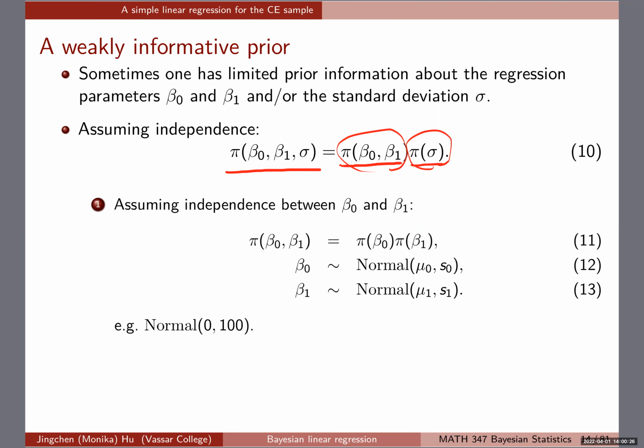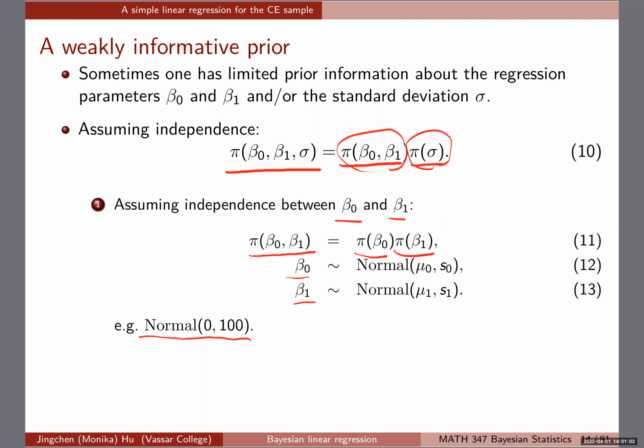Okay. If you further assume independence between beta 0 and beta 1, then I can further break the joint of beta 0 and beta 1 into the product of the prior for beta 0 times the prior for beta 1. And then specifically, we can give normal priors to beta 0 and beta 1. For example, if you're really not sure where beta 0 and beta 1 are, you can center the normal priors for them at 0, and then give a really large standard deviation to allow all possible values for beta 0 and beta 1.